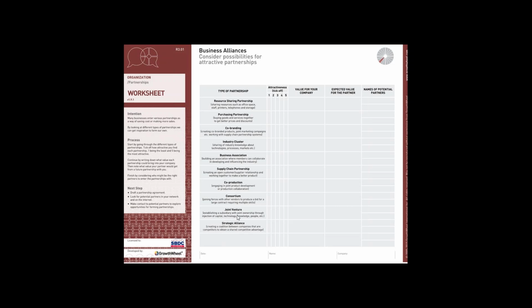Here we're talking about establishing a legal subsidiary with joint ownership through injection of capital, technology, knowledge, people. And so that's a very involved venture. It requires quite a bit of planning. So if that's something that you're going towards, that's a longer lead process in my estimation than the others. The strategic alliance is what they're talking about here, creating a coalition between companies that are competitors to obtain a shared competitive advantage. So as I was reading through these, you should have been thinking about how important is that to me.